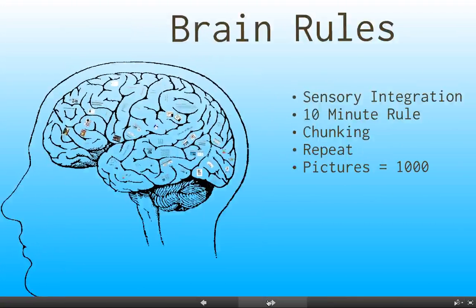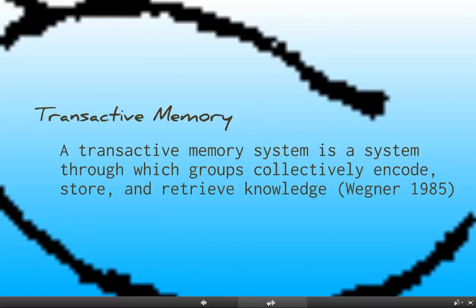Now, that's a little bit about brain rules, but I want to talk about one more thing about the brain. Earlier, I mentioned transactive memory, and some of you may be familiar with this research. It actually comes from Wegner, and we all use transactive memory. Our phones currently transact a lot of memory for us. We don't remember our phone numbers anymore. We let our phones hold our phone numbers. We don't remember people's emails. We let our phones remember people's emails.